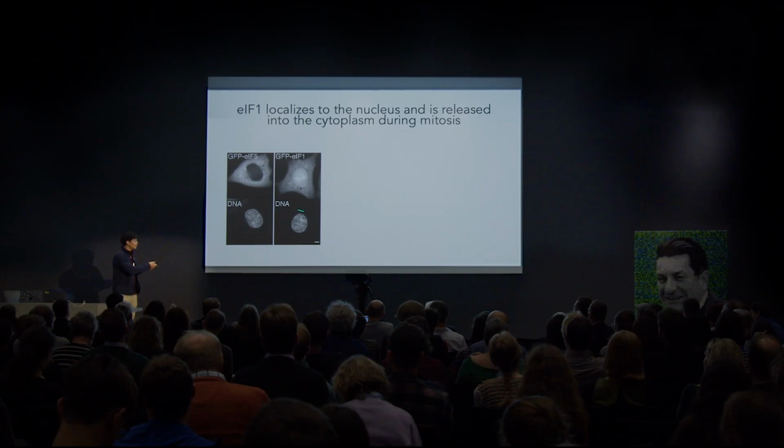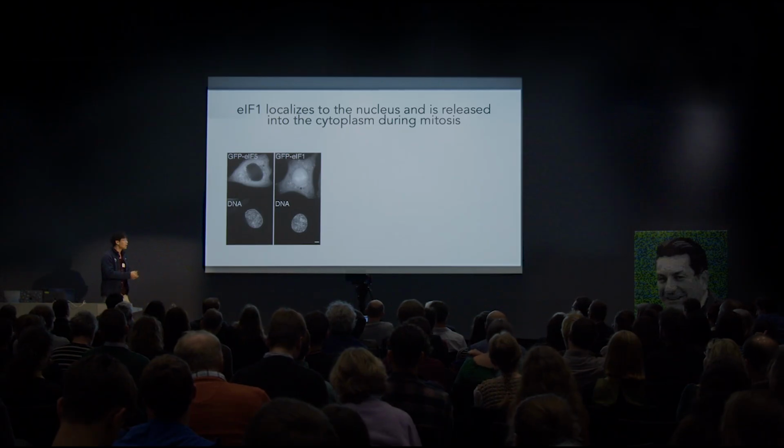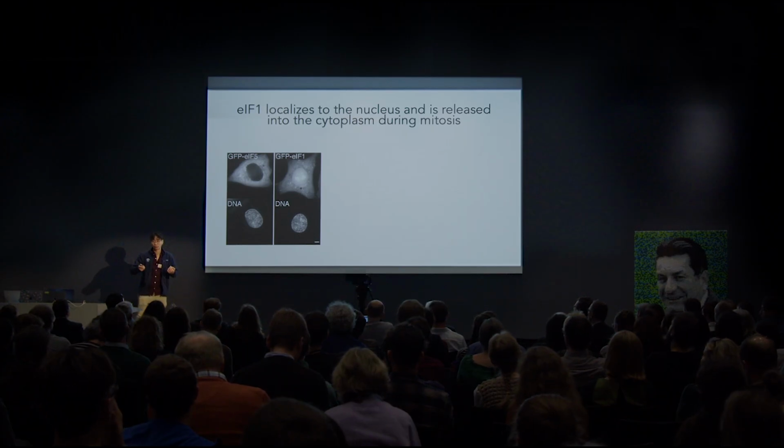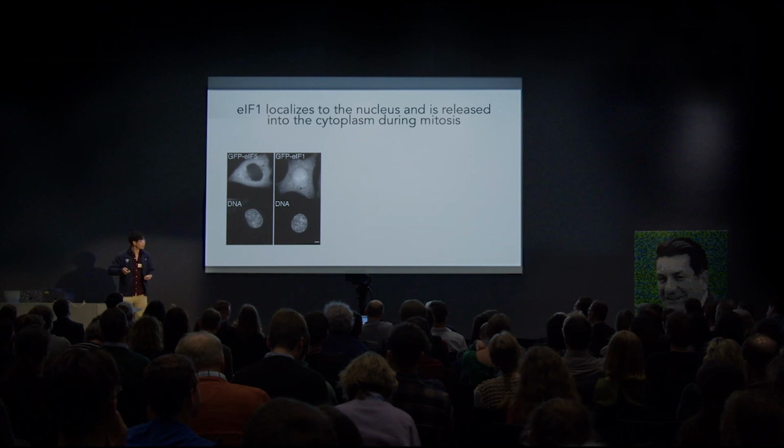Next, I really wanted to understand how EIF1 was able to interact more with the ribosome during mitosis. Unlike most cell cycle dependent changes, the answer was not phosphorylation or expression levels, but it was actually subcellular localization. Most translation factors will localize strictly to the cytosol. That makes sense, that's where translation happens. EIF1 is different. EIF1 has, of course, cytosolic localization, but it also has this nuclear localization.